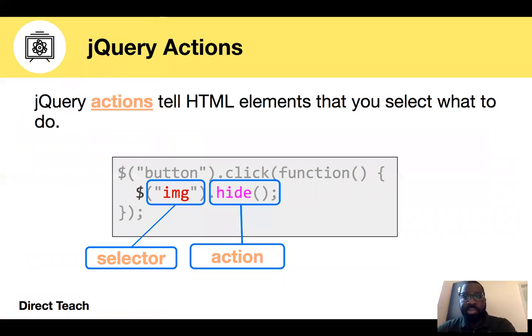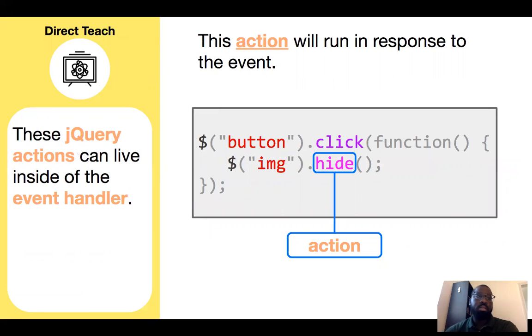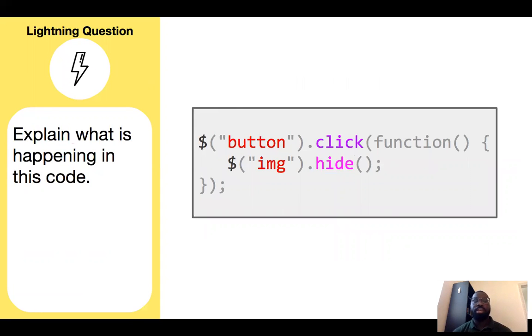jQuery actions tell HTML elements that you select what to do. So here we have a selector, in this case image, and we have an action, hide. So these actions can sometimes live inside the event handler, so it'll be a response to an event. So what do you think is happening in this code? So in this case, when a button element gets clicked, image elements will hide.